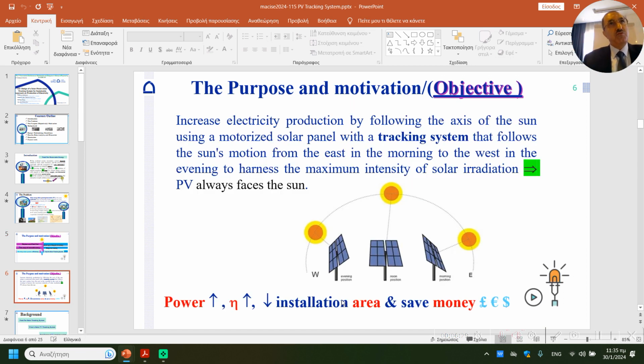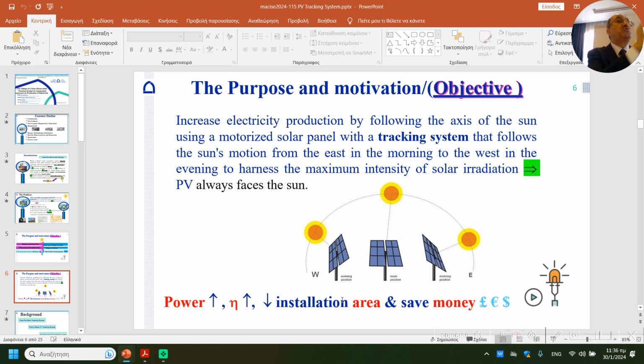So if we focus more on our objective in this paper, we want to increase the electricity production by following the axis of the sun from the morning till evening, from east to west. And this will help us to track the solar energy and take it directly to the solar panel. Then we are supporting the solar panel by adding some methodology to track the sun every day.